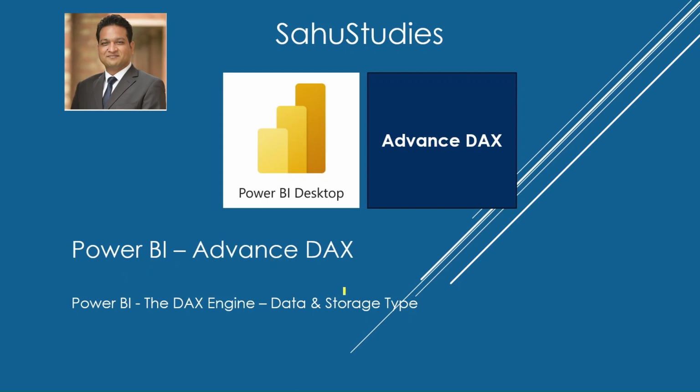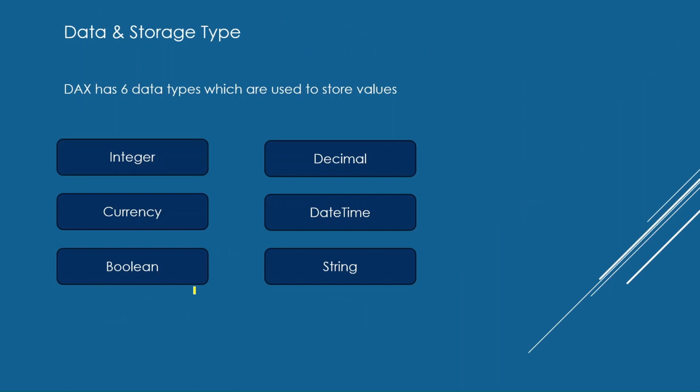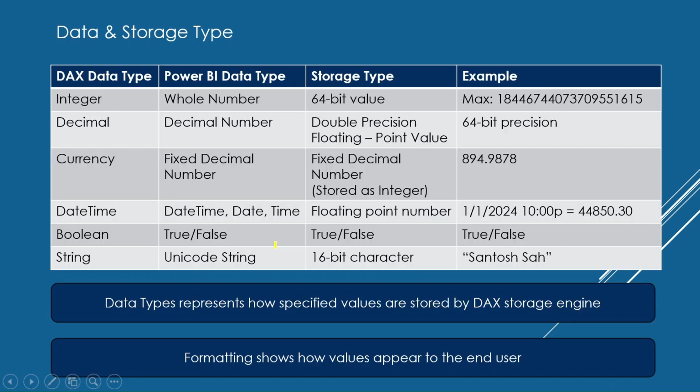In this video, we are going to discuss data and storage types in Power BI. So DAX has six data types which are used to store the values. First is integer, second is currency, third is boolean, fourth is decimal, fifth is date and time, and sixth is string. Let's discuss these data types in more detail.